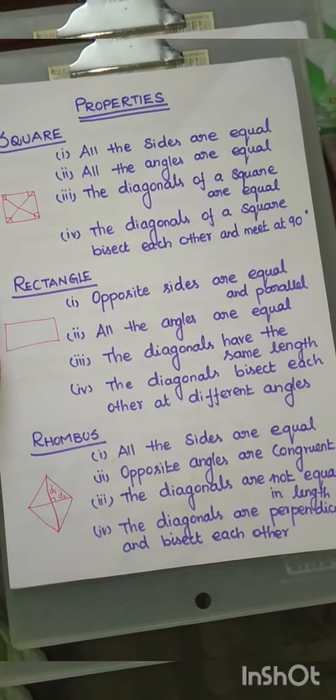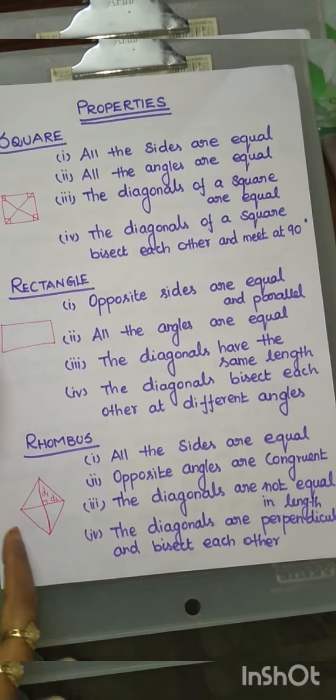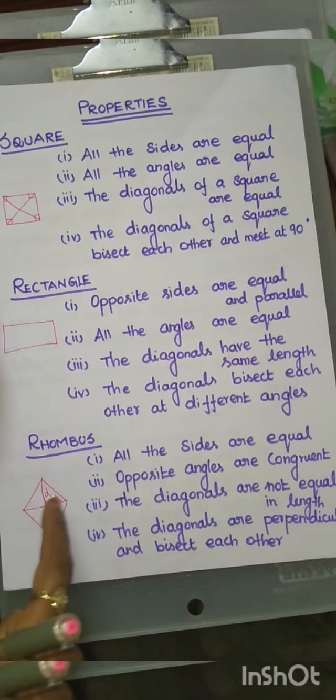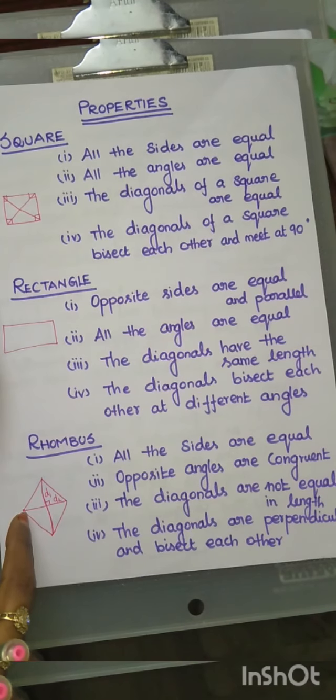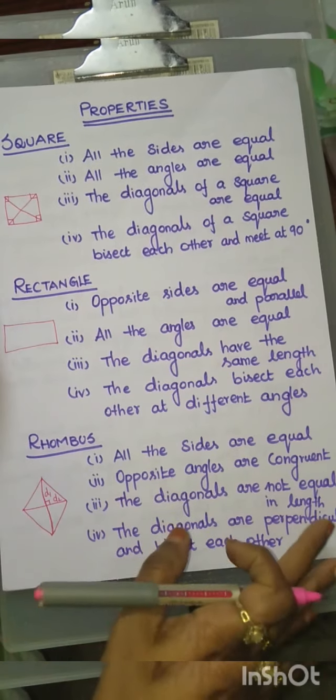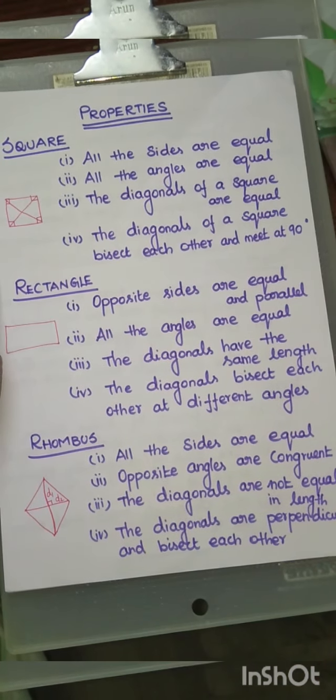Okay. What is the first property? All the sides are equal. Opposite angles are congruent. The diagonals are not equal in length. The diagonals are perpendicular and bisect each other. These are the properties of a rhombus. Next one.